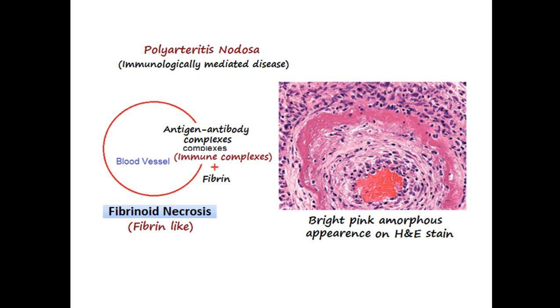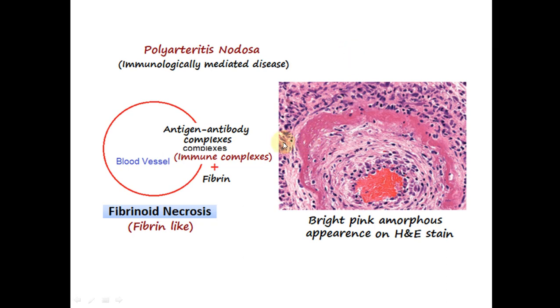Fibrinoid necrosis is a very peculiar type of necrosis, and in this type of necrosis we have to make the diagnosis after histopathological microscopic examination of the tissue, because on gross appearance we can't make any diagnosis. As compared to other patterns of necrosis, fibrinoid necrosis can be diagnosed only under microscopic histopathological examination.